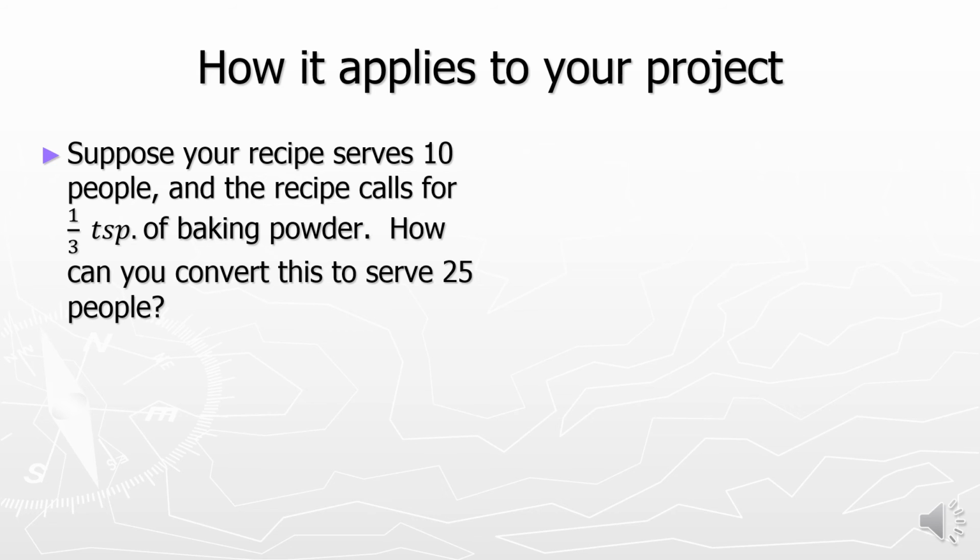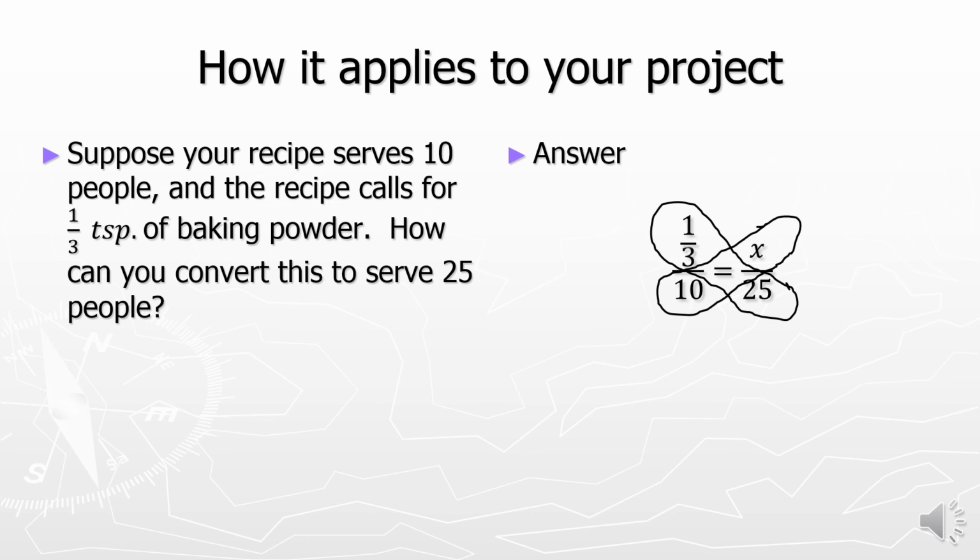So the answer is just kind of like what we did before. We need to set up a proportion. So to start, 1/3 teaspoon is for 10 people. I don't know how many for 25 people. So that's why x goes on top of the fraction with 25. The missing value, the value that you don't know, should be represented by x. Then cross multiply. I'm going to end up with 10x is equal to 8 1/3.